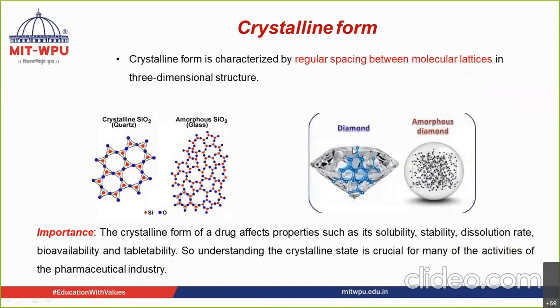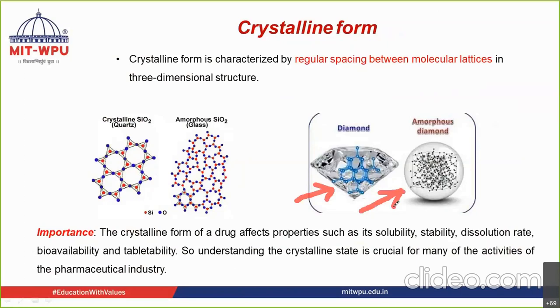Okay. This is a diamond. You can see over here. This diamond, you can see, is arranged in a very nice form, right? The molecular arrangement is very good. You can see the diamond over here, which is going to be there in an amorphous form.